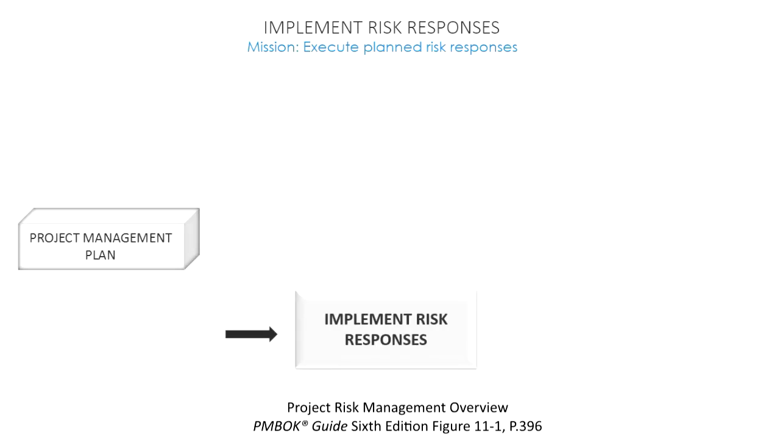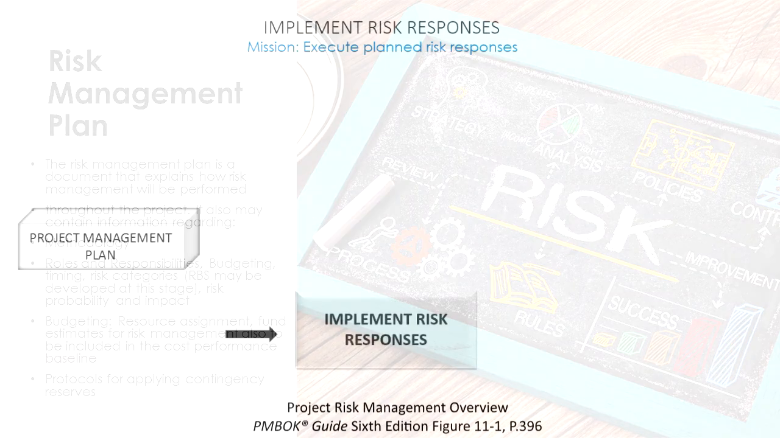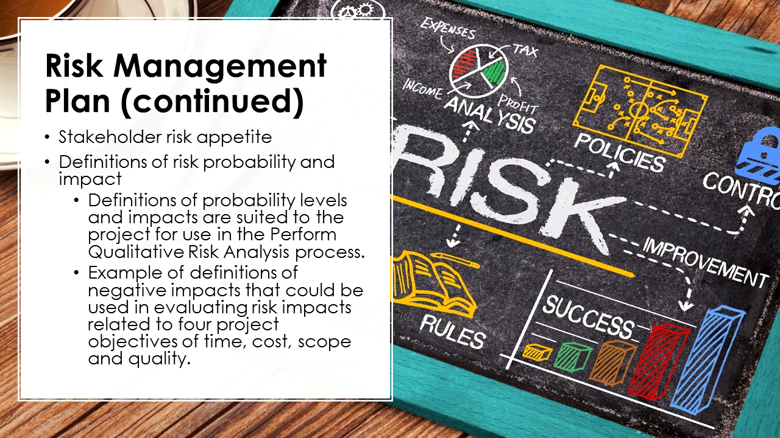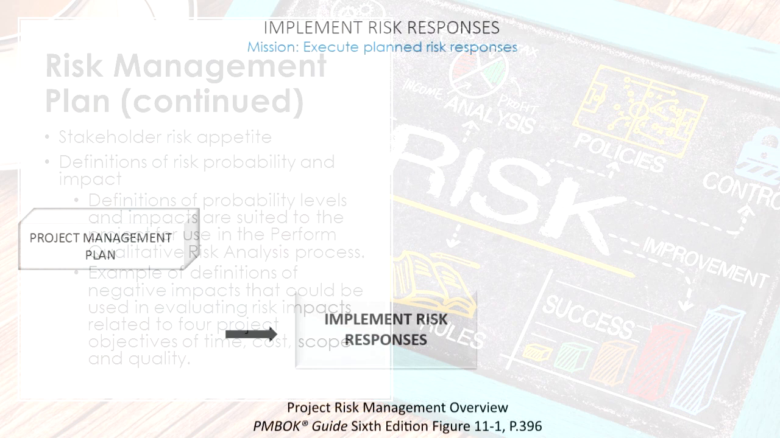Let's take a look at what we have as inputs to this process. First of all, we have our project management plan. It contains our risk management plan that guides us on how to carry out this process. Also, in our risk management plan, we have our risk methodology and risk thresholds based on the risk appetite of stakeholders that give us an idea of an acceptable target that the implementation of risk responses is required to achieve.